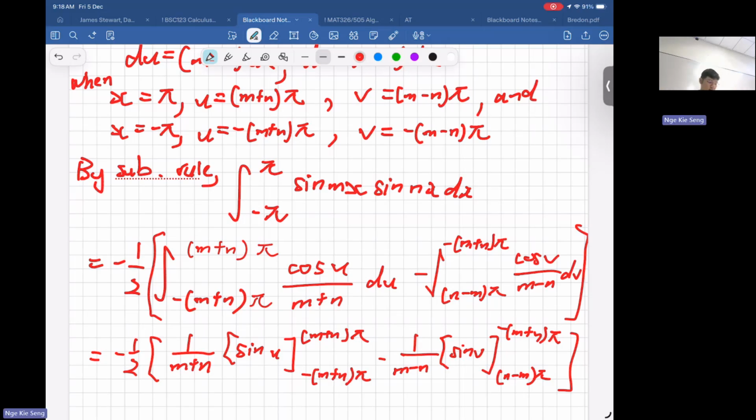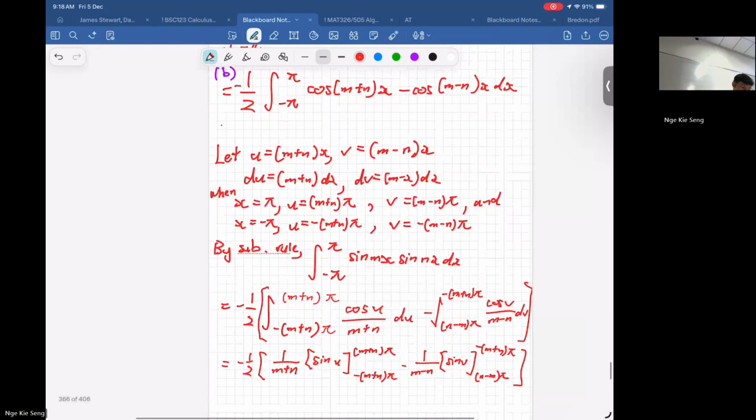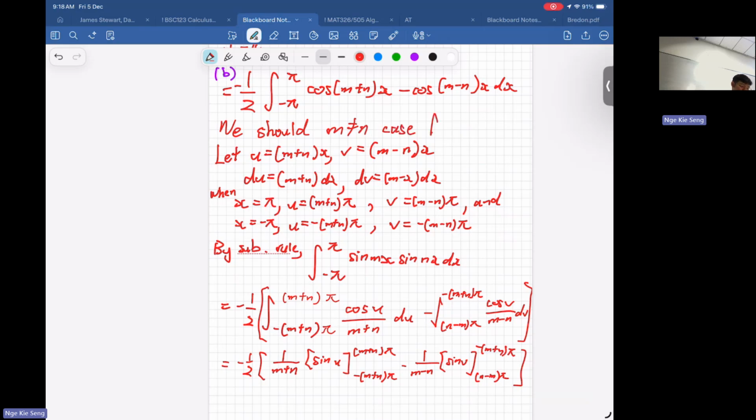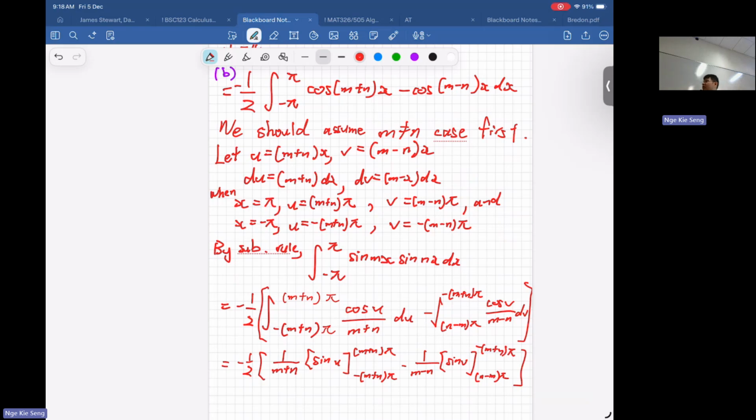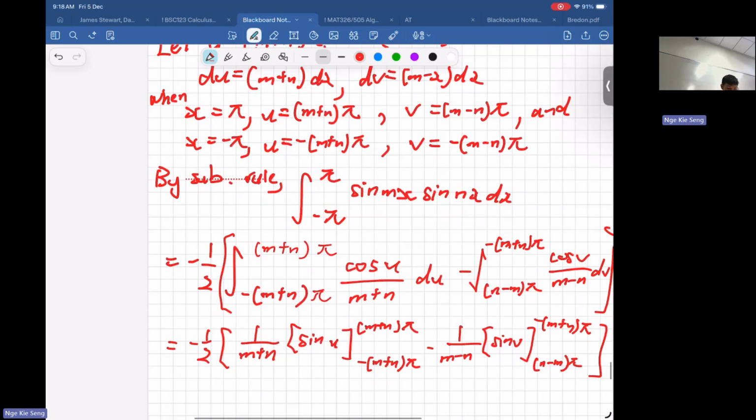So in this case, actually we should assume the m not equal to n case first. Only then can we proceed in this way. Later we will treat the m equals n case alone. We cannot do this kind of substitution, so some things will go wrong when you do substitution. Okay, so let's finish computing this.